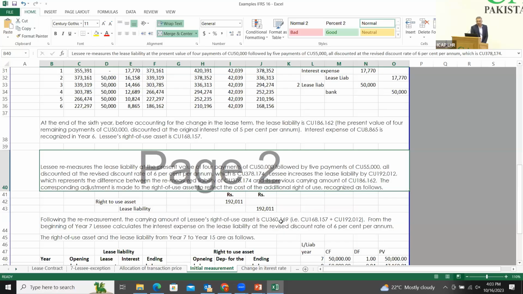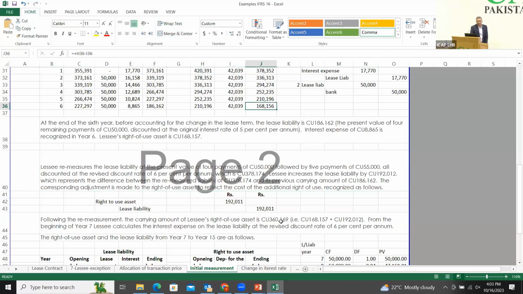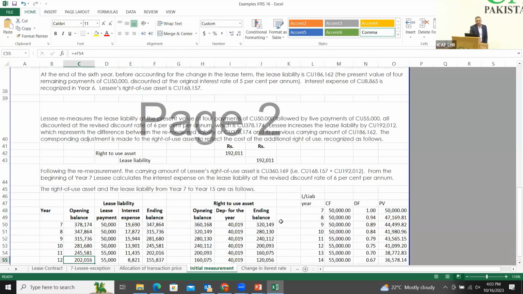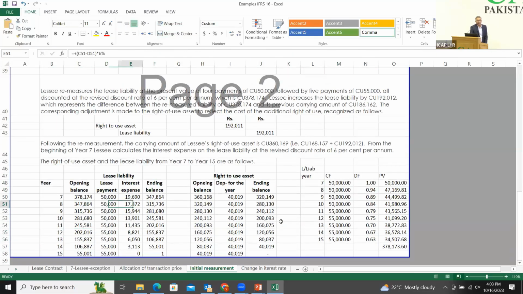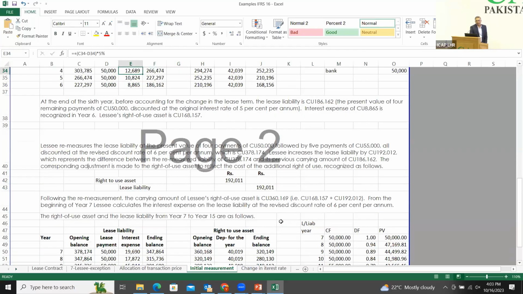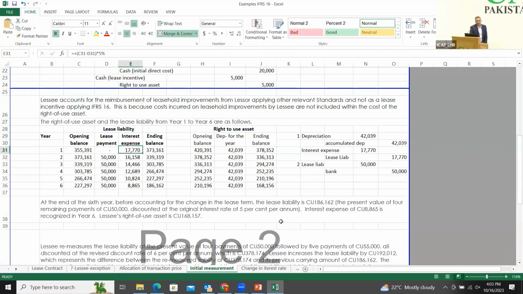And then you come up with the value of 378,000, and your carrying value of lease liability is 186,162, and there is a difference of 192,000. You adjusted the value of right of use and lease liability, and onward you change the interest rate. As you see, here is 6%, and here was 5%. So this is basically the accounting for reassessment of the lease.